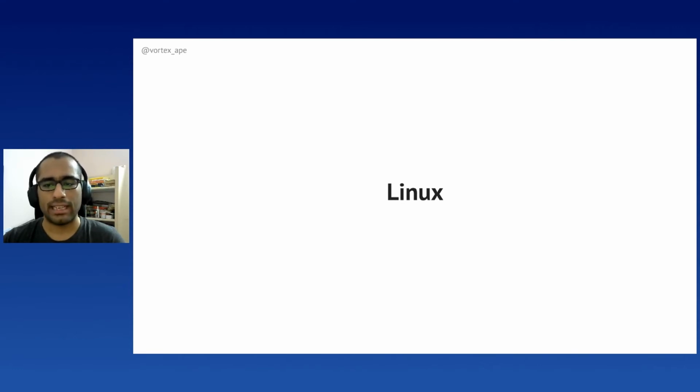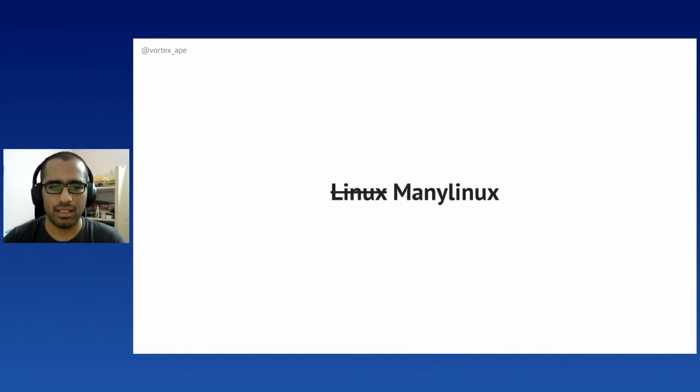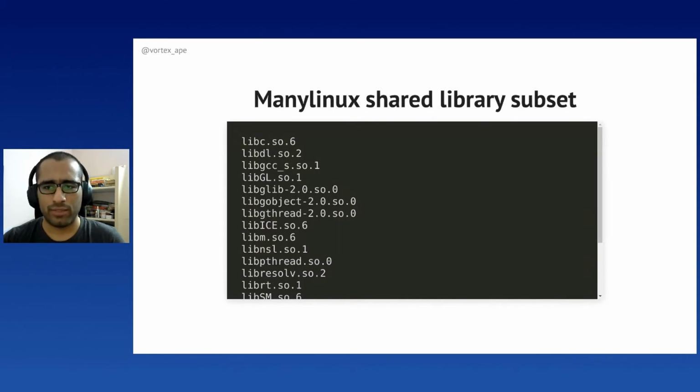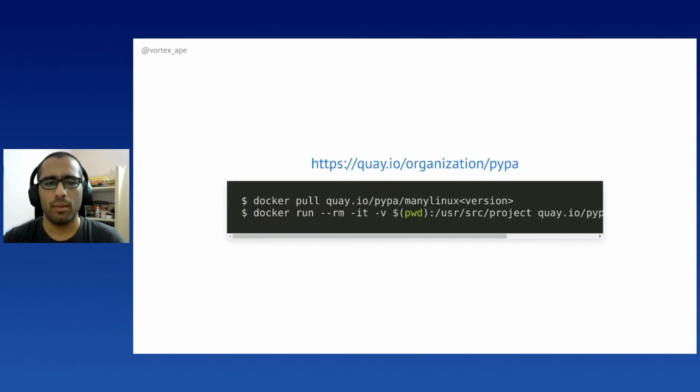If you compile and link your extension with a subset, it is guaranteed to work on many Linux distros, thus calling it Many Linux. According to the Many Linux 2014 spec, this is the shared library subset you can link with, and then stop worrying about these libraries not being present on your user's Linux system. PyPI pushes Many Linux Docker images for different versions and architectures to quay.io. So you can pull the image for the architecture that you want and run a Docker container where you can play around with building your shared library.